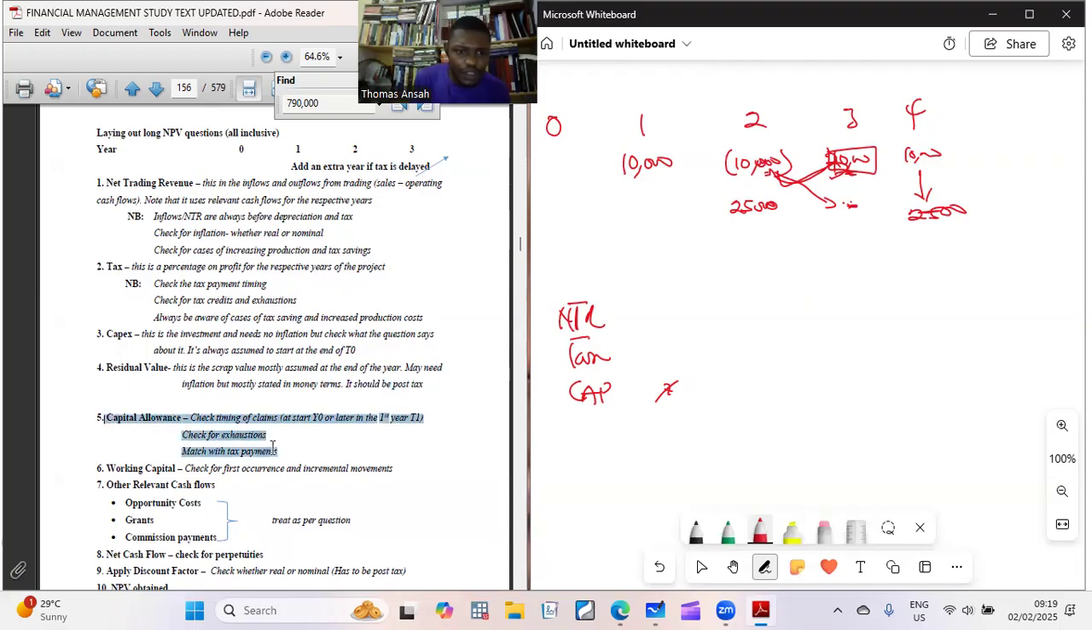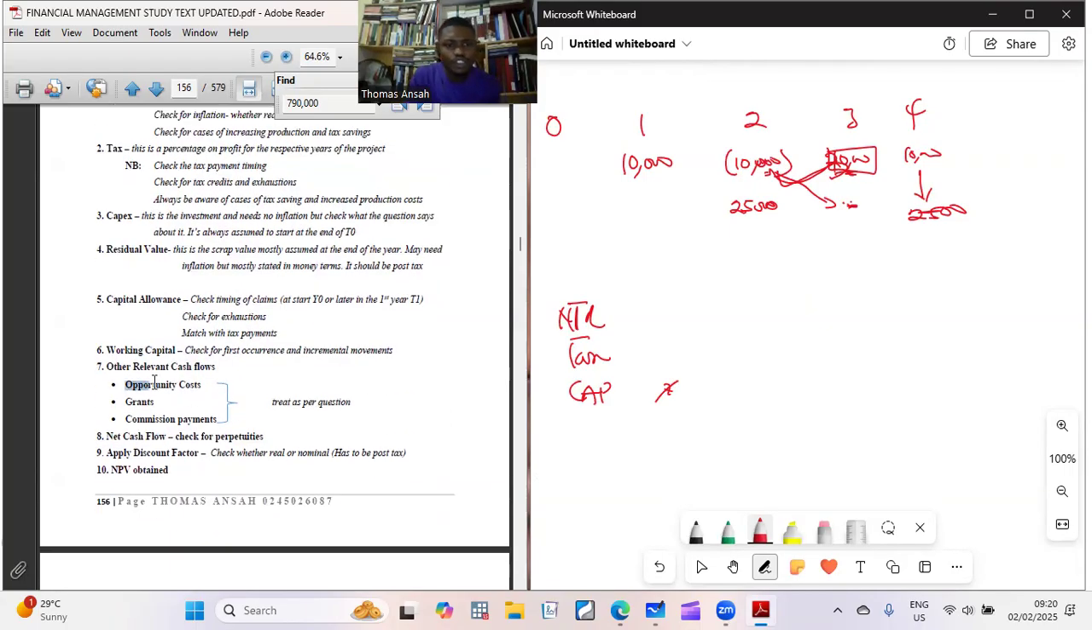Then you bring your capital allowance, the one that you calculated, all right? So take note of that one too. Match it with the tax payment. Bring in your working capital. We've learned how to calculate working capital. If there is any other relevant cash flow, such as opportunity cost, you treat it as the question says. If they also receive some grant, which is an inflow, you also put it in the year they had the grant. If there is any commission they also pay, you also put it in their respective year.